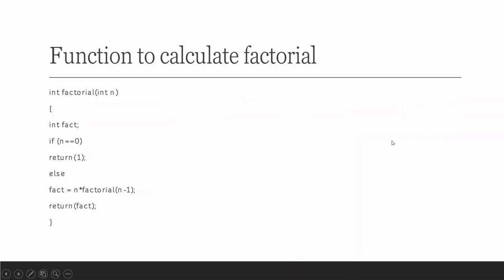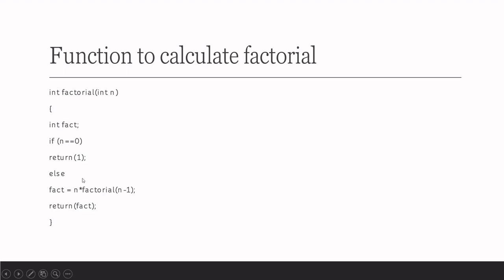This is the function to calculate the factorial. So int factorial, factorial is the name of the function. It returns an integer value and it has an argument which is an integer. So we have to calculate the factorial of the digit n or the number n. Int fact, so this is the variable to calculate the factorial, and if this n value is 0, that means 0 factorial, return 1, because 0 factorial is 1. Else fact is equal to n into factorial of n minus 1.